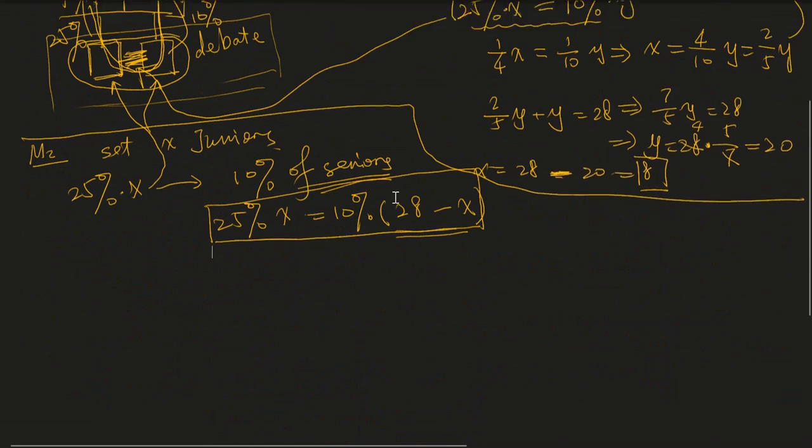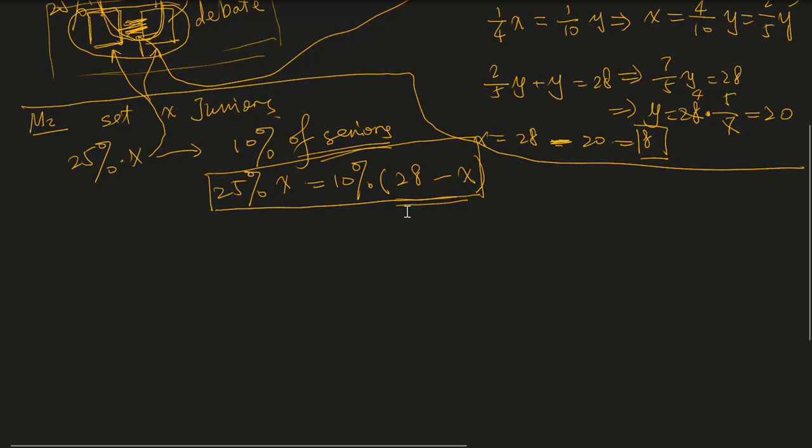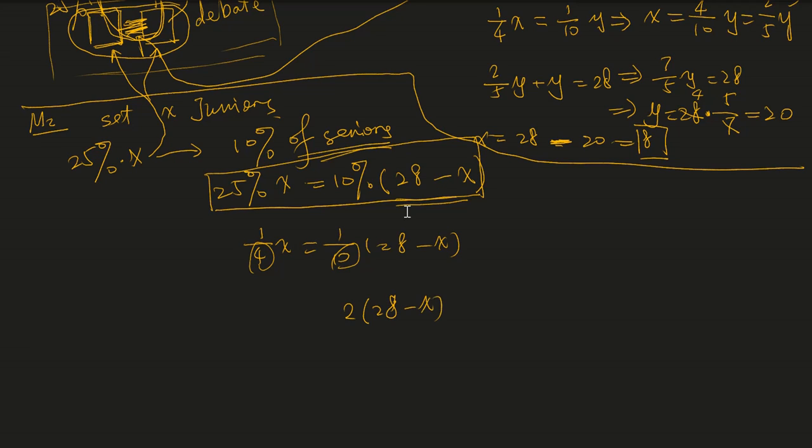So let's spend maybe 30 seconds to solve this equation. So it's also very straightforward. Again, I want to convert this percentage to fractions. So that's 1/4 of x equals 1/10 of 28 minus x, right? And then we want to multiply 20 on both sides. That's the common multiplier of the two denominators. Therefore, on the right-hand side, we have 20 times 1/10, that's 2 times 28 minus x. And on the left-hand side, we have 20 times 1/4, so that's 5x.